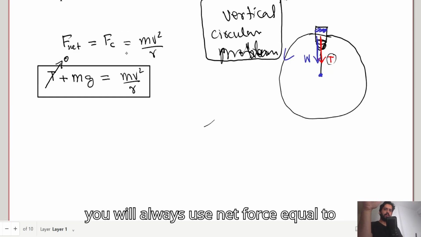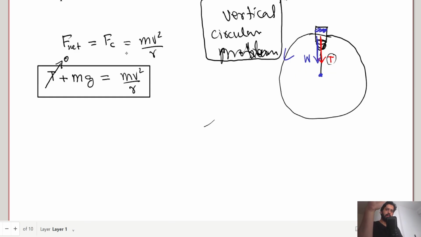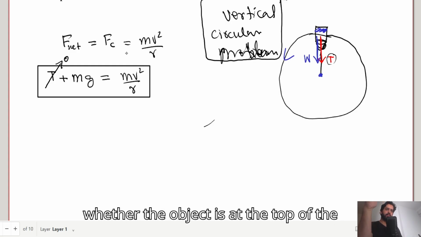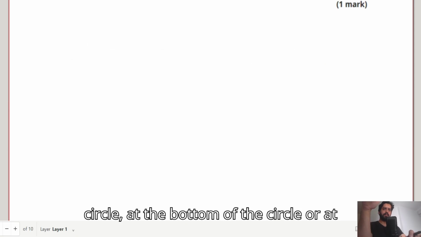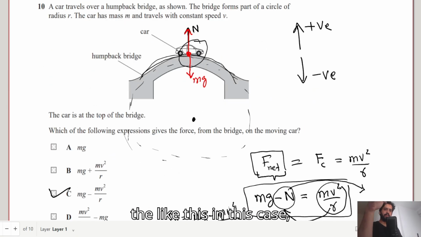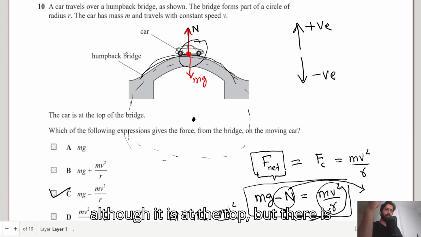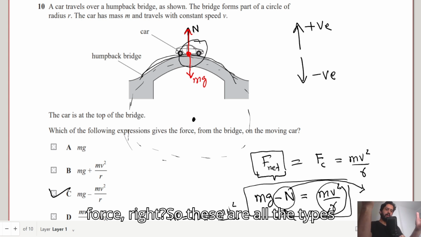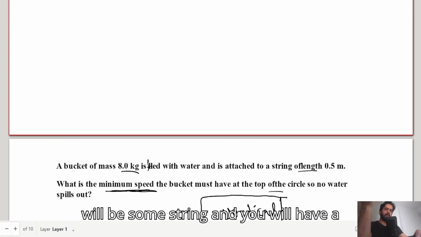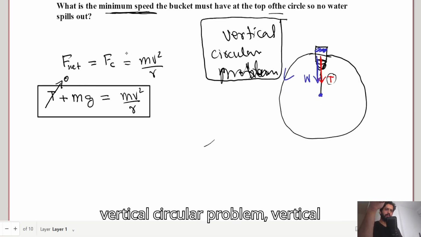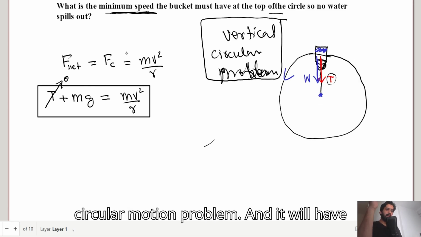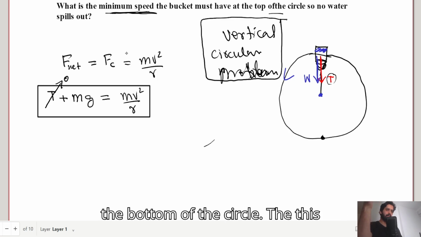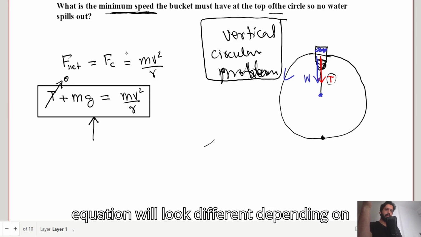Remember, you will always use net force equal to mv square over r, or net force equals centripetal force. And then depending on whether the object is at the top of the circle, at the bottom of the circle, or, in this case, although it is at the top, there is no string attached, so there is normal force, right? So these are all the types of problems that you can expect. There will be some string and you will have a vertical circular motion problem. And it will have two types. The object will be either at the top of the circle or at the bottom of the circle. This equation will look different depending on the position.